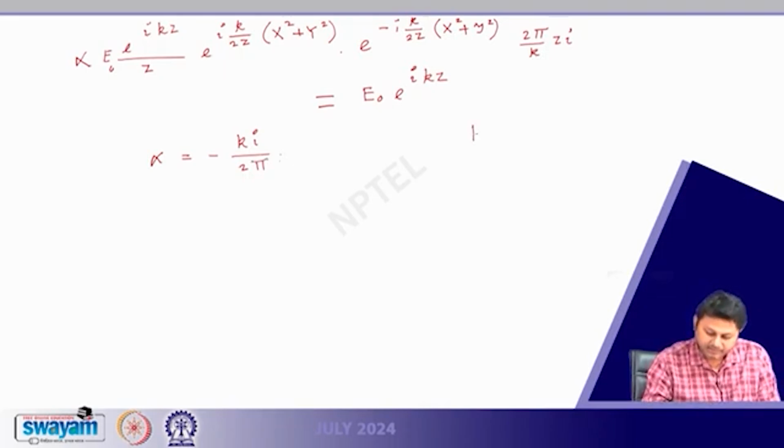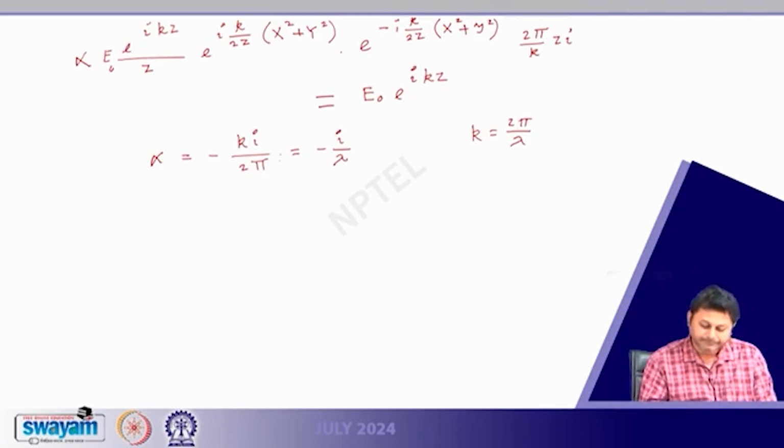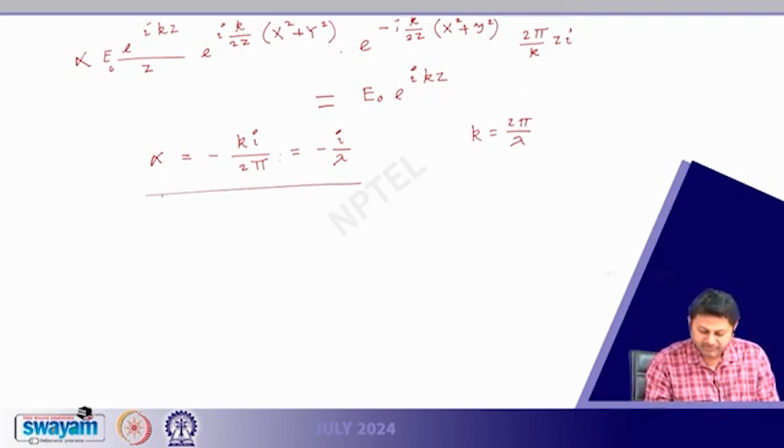K is 2 pi divided by lambda. So, this can also be written as minus of i by lambda. So, this is a very interesting expression we have. We managed to get with the boundary condition what alpha is.